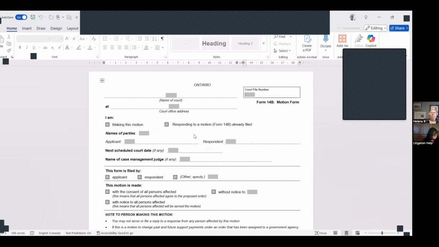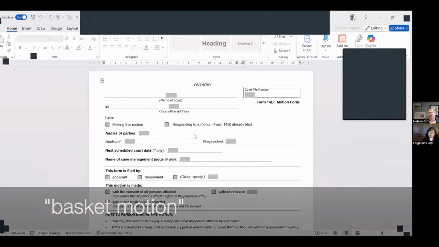Now, the one thing that you will notice that is different with the Form 14B than a normal Form 14 motion: there is no line on the Form 14B that says this motion will be heard on such and such a date at such and such a time. Right, because it's not being heard. It's a basket motion. You're just filing it by way of material.